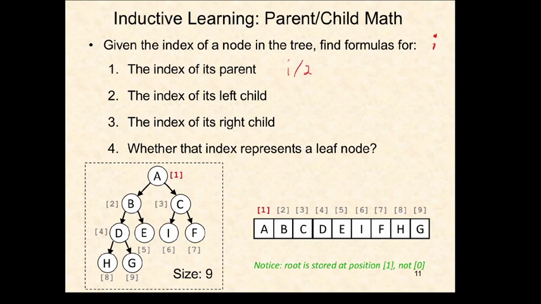Okay, so if we look at the left child, 2's left child is at 4, 4's left child is at 8, 3's left child is at 6. So 2 times I works for the left child, and 2I plus 1 for the right child, if they exist though. So we want to know if we have any children at all.